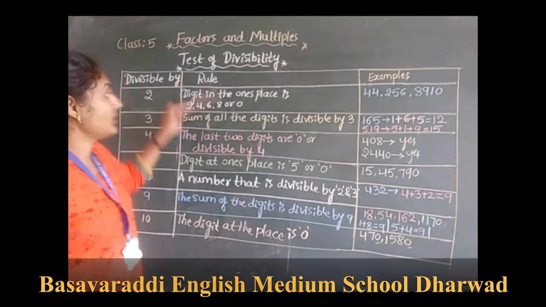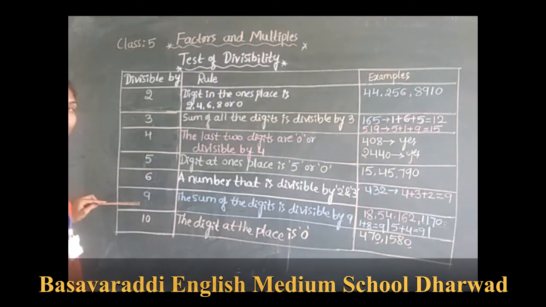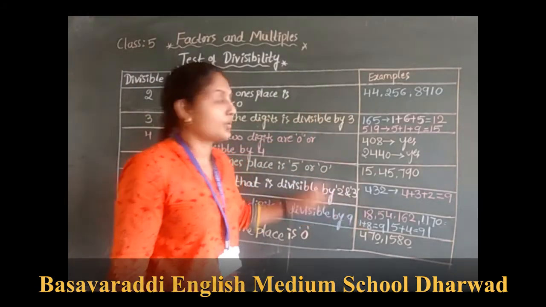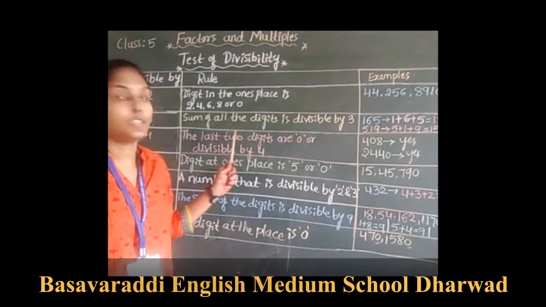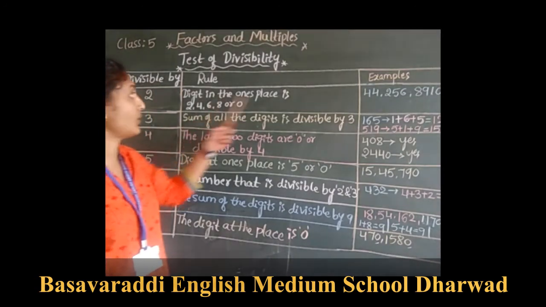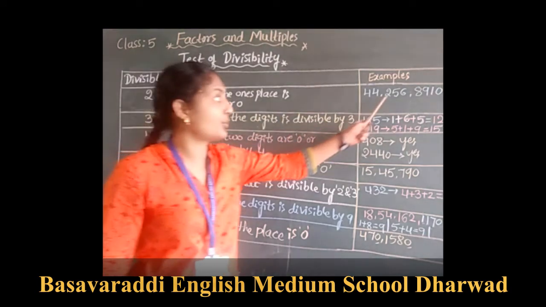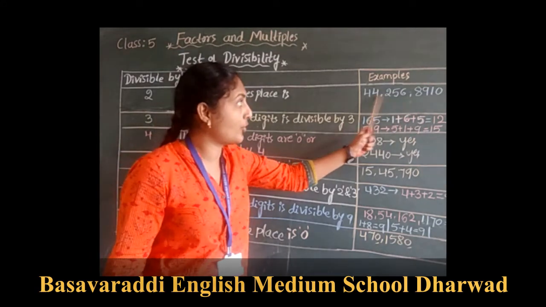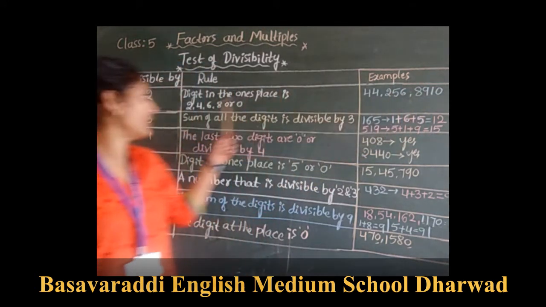Yes, we understood the rules for divisibility by 2, 3, 4, 5, 6, 9 and 10, and we clarified the examples also. So with this knowledge, we will move to the exercise. Yes, recall the rules there. Divisible by 2: the digit in the ones place is 2, 4, 6, 8 or 0. For example, 44, 256 and 8910. In the ones place there is a 4, 6 and 0. So all three numbers are divisible by 2.